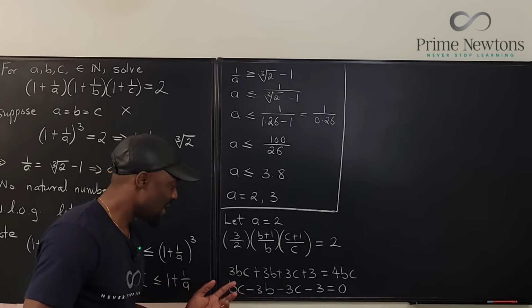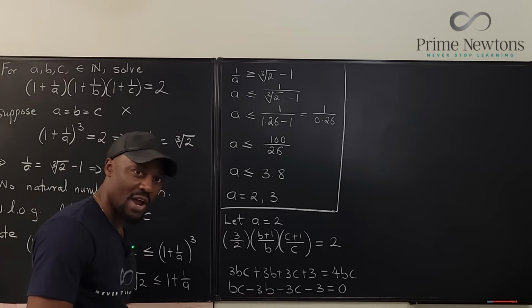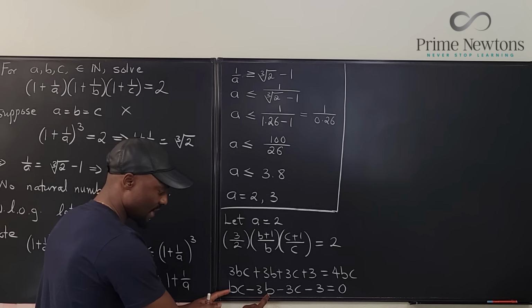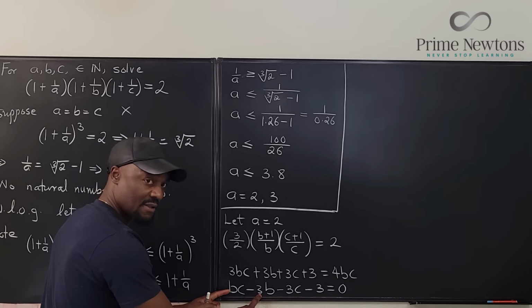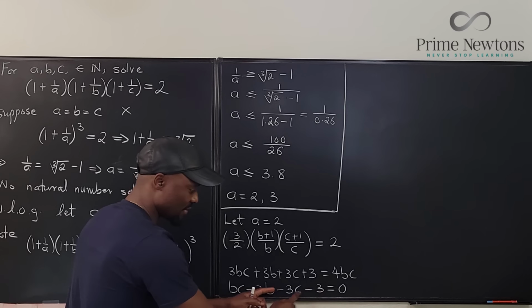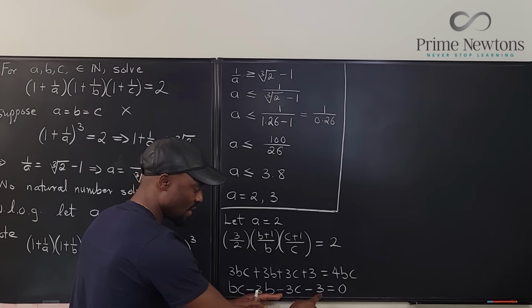What you're going to do is see if you can factor. So we want to try and factor this. What's common to this and this? We're going to have b, and we'll be left with c minus 3. What's common to this and this? We're going to factor out 3. We'll be left with c plus 1.